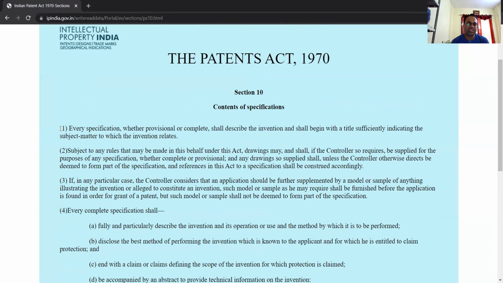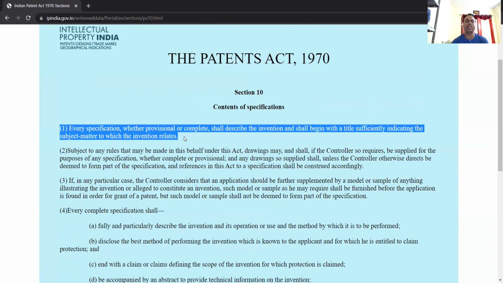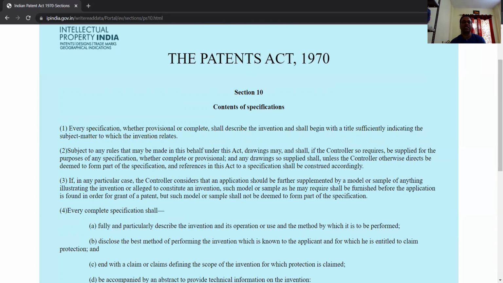So you see, these are the important points while writing paper 2, where you are going to write the complete specification. Therefore, a video has already been uploaded on how to write the drafting paper for paper 2. So you can see that, and you will see that it shall describe the invention, has to have the title, and indicate the subject matter to which the invention relates. So this language is given there.